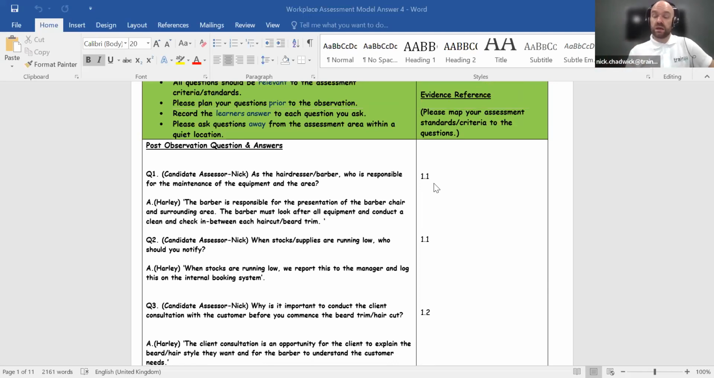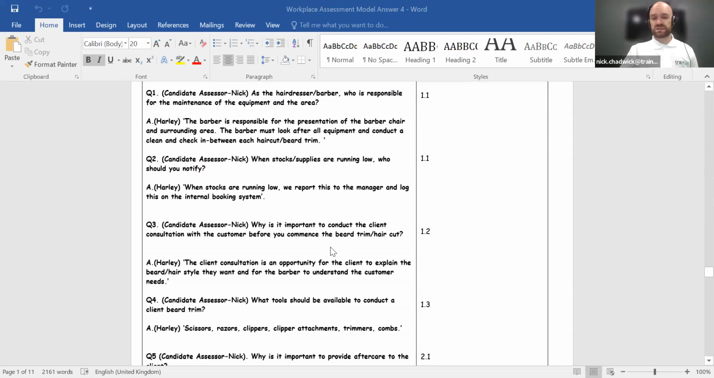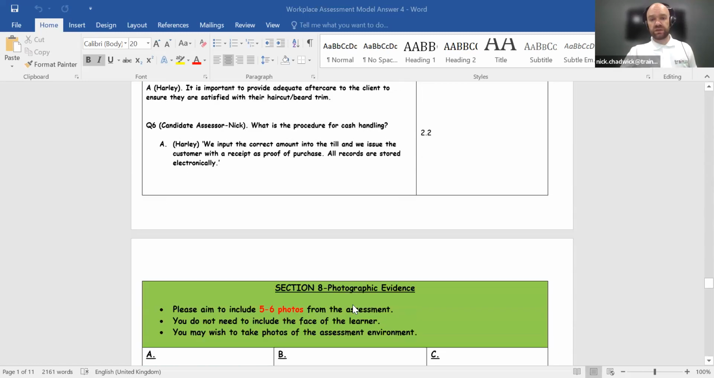So always please do include the numbers or the letters there. As we can see, I have asked Harley a range of different questions with regards to the haircut, and I have written his response as well. So please make sure that you're asking questions which are relevant. We're not trying to catch the learner out. So please do ask questions which are relevant to what has been observed there.